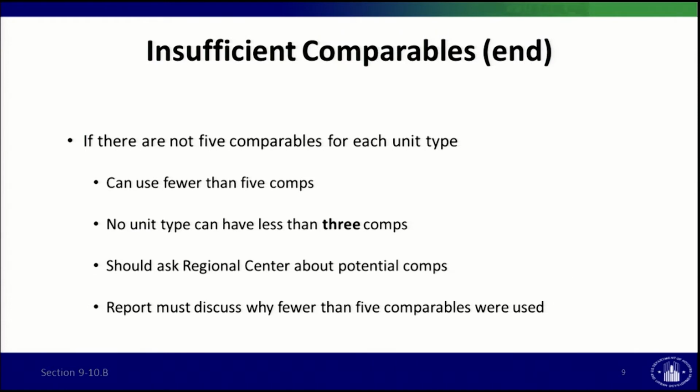If for some reason you cannot find 5 comparables for each unit type, the guide also allows you to use fewer than 5 comps. However, no unit type can have less than 3 comps. Before you provide less than 5, you should ask the regional center about potentials. If you provide less than 5, you must address the issue of why fewer than 5 comparables were used.